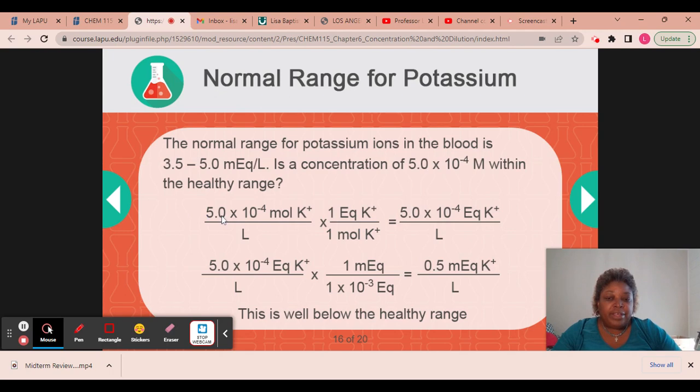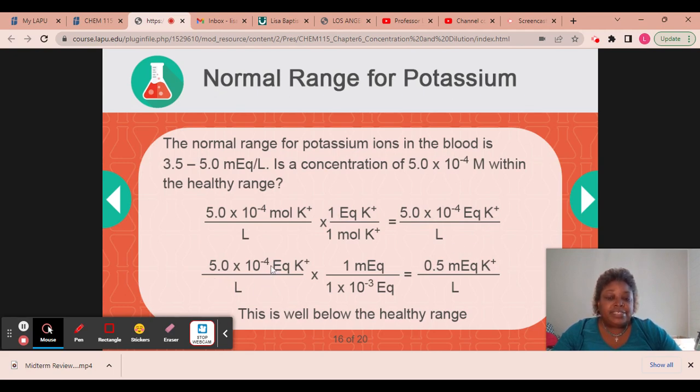So 5.0 times 10 to the negative fourth moles of K+ over 1 liter. That's from molarity. Remember, molarity is moles per liter. So times 1 equivalent of K+ divided by 1 mole of K+. Remember, that equality is based on the charge. The charge determines how many equivalents. So you get 5.0 times 10 to the negative 4 equivalents of K+ over a liter.